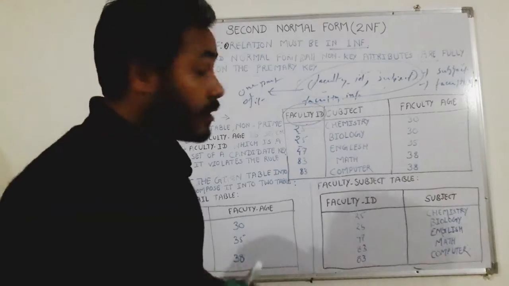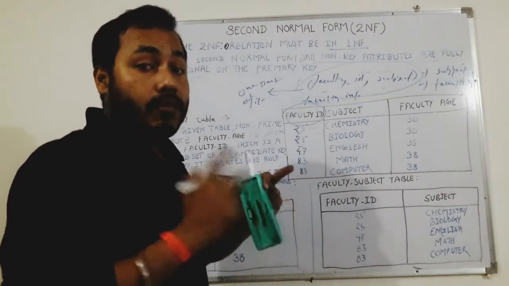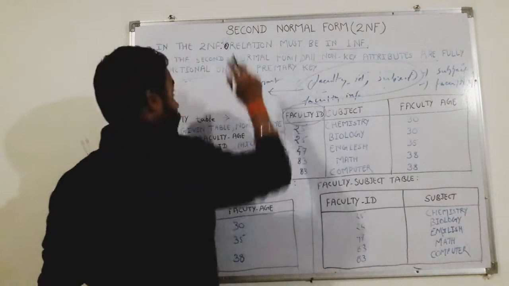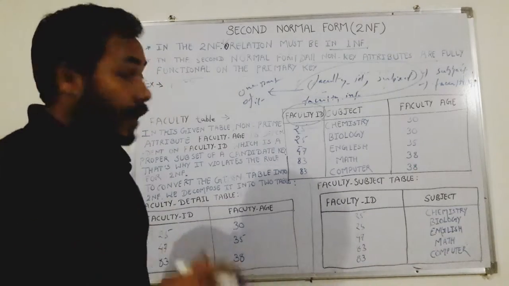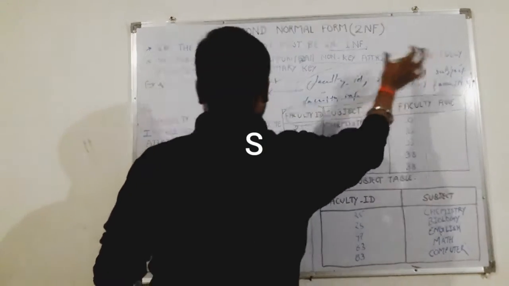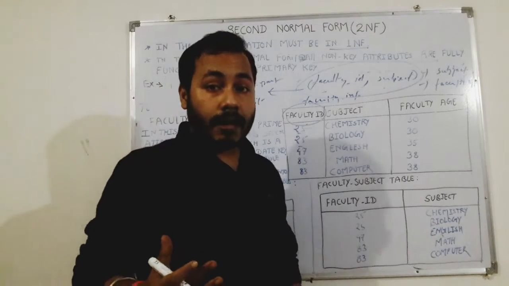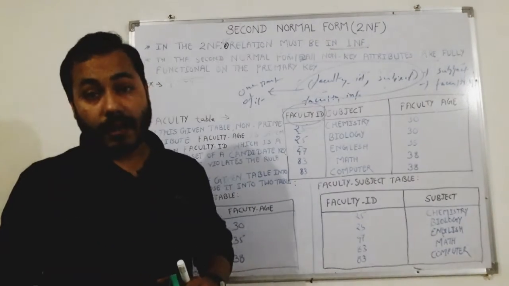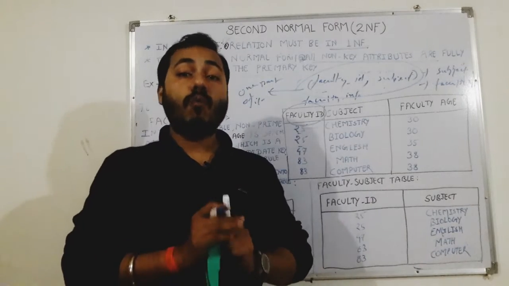So the second normal form says that a table, or a relation, will be in second normal form only if two conditions are satisfied. First, the relation must be in the first normal form. This means the relation should be in 1NF already. And the second condition says that all the non-key attributes are fully functionally dependent on the primary key. Fully means no partial dependency is allowed here. So you have to note that in second normal form, partial dependency is in no way allowed.